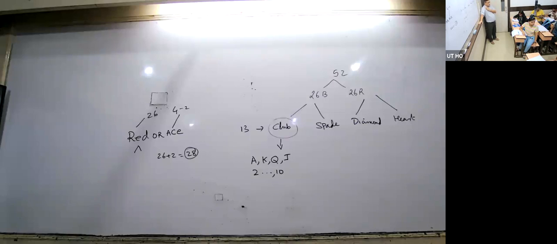From 1 to 10 means 1 is also included, 10 is also included: 1, 2, 3 up to 10. 10 minus 1 is the difference, 9, plus 1 is 10. Between 1 and 10 means 1 is not included, 10 is not included, so 2 to 9. Difference minus 1: 10 minus 1 is 9, minus 1 is 8. Hope you have got it. All of you followed these conditions.